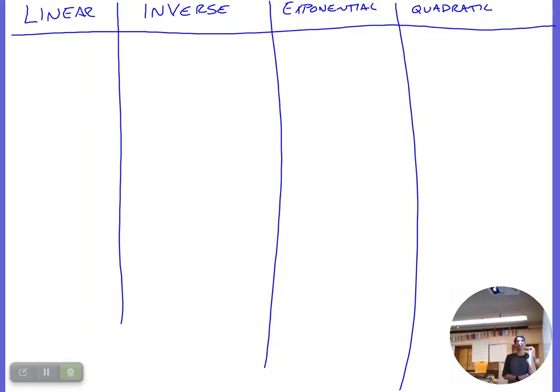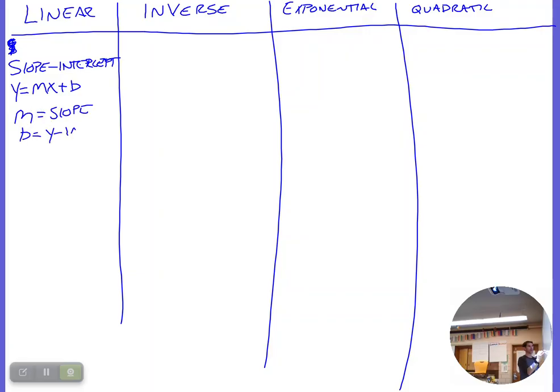All right, so in linear relationships, the most basic equation that we've talked about is called slope intercept form. It's called slope intercept form because it has a slope and the y-intercept in the equation. That is your classic y equals mx plus b, where m is equal to slope and b is equal to y-intercept.